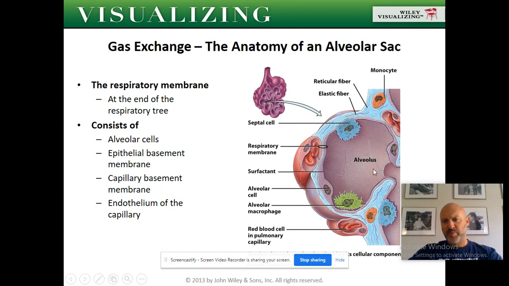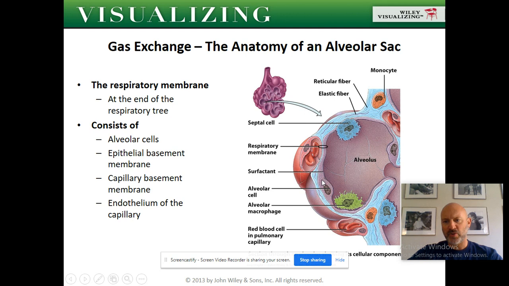Okay, so this is a good picture. So what are we looking at here? This is the inside of an alveolus. There we have septal cells. The septal cells are producing surfactants, that detergent-like protein. Here we see a capillary, and this is the wall of the alveolar sac.